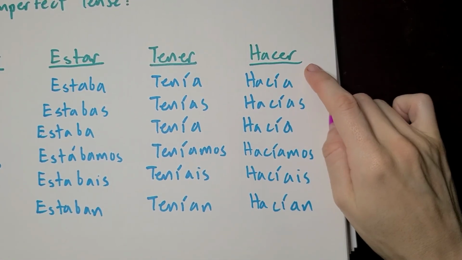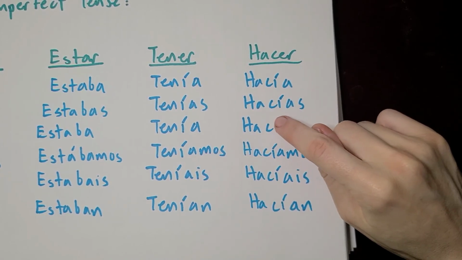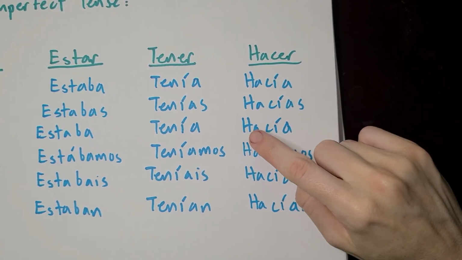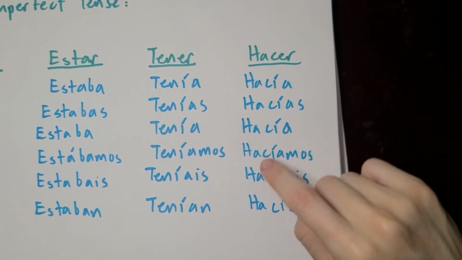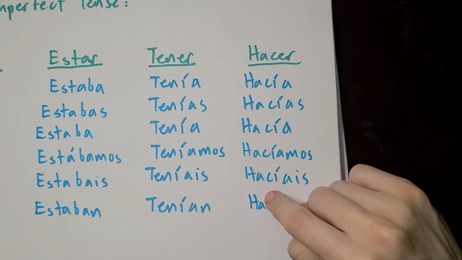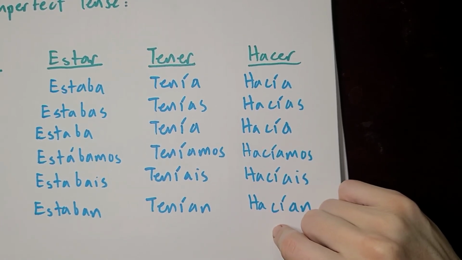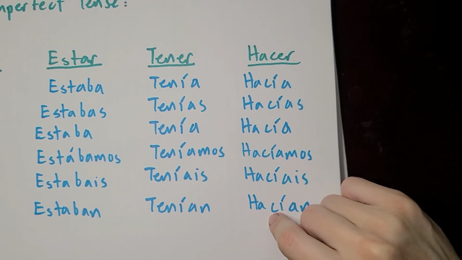Hacer, that means to do. Yo hacía, I used to do. Tú hacías, you used to do. Él hacía, he used to do. Nosotros hacíamos, we used to do. Vosotros hacíais, you all used to do. Ellos hacían, they used to do. Or ustedes hacían, you all used to do.